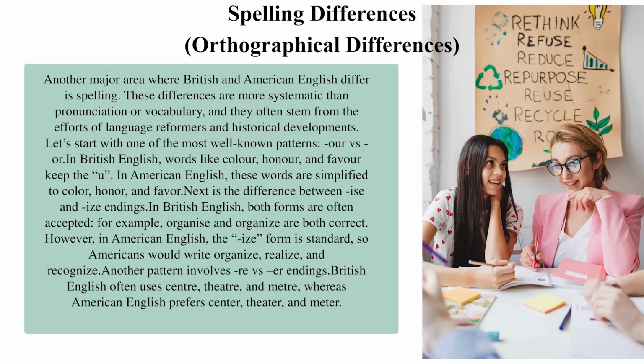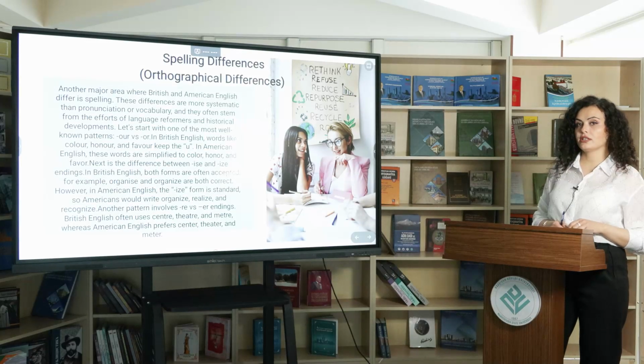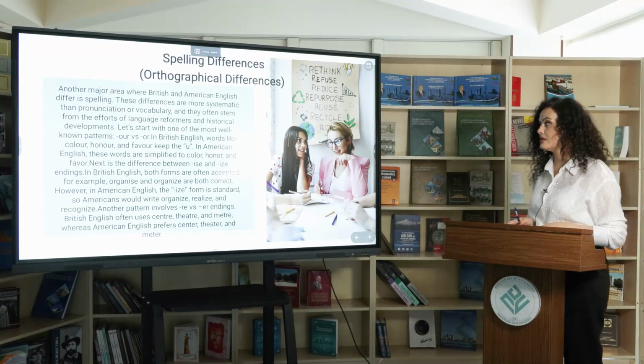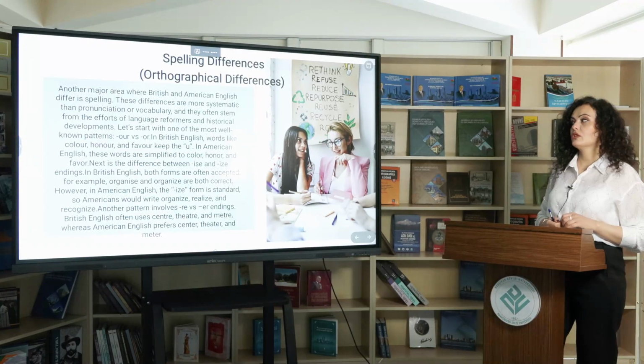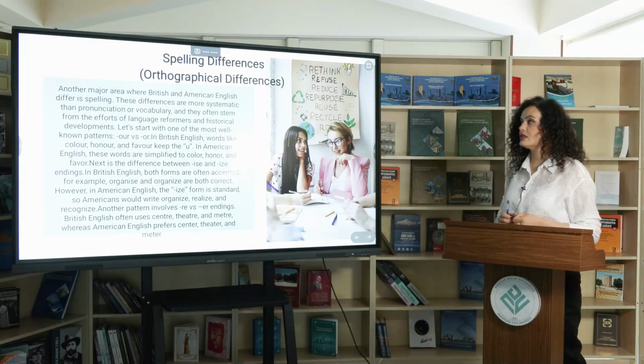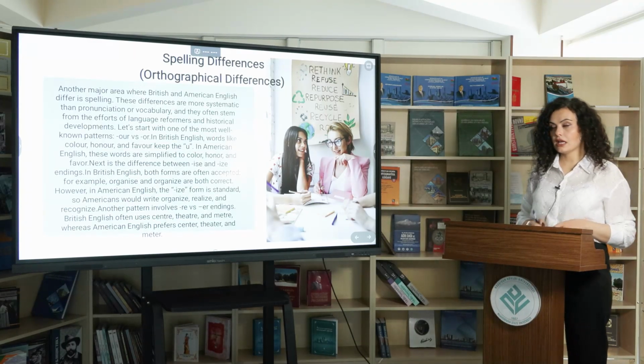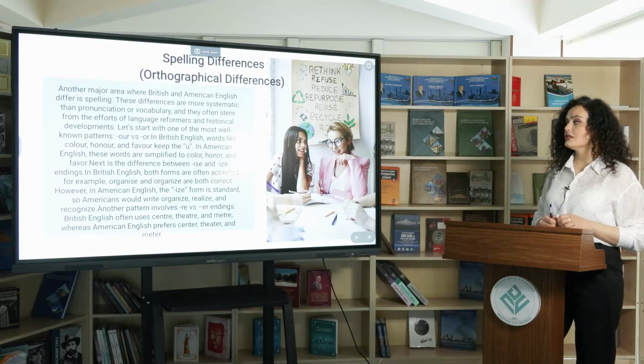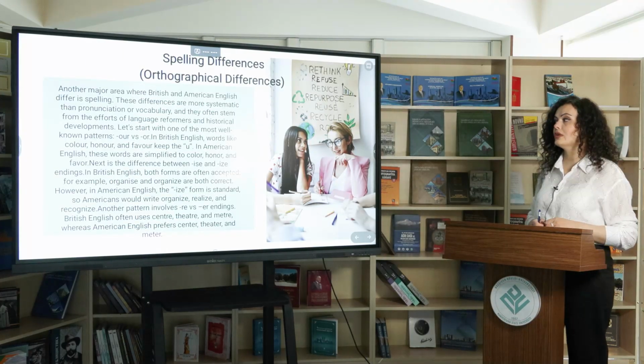And another major area where British and American English differ is spelling. These differences are more systematic than pronunciation or vocabulary. They often stem from the efforts of language reformers and historical developments. Let's start with one of the most well-known patterns, our and or.